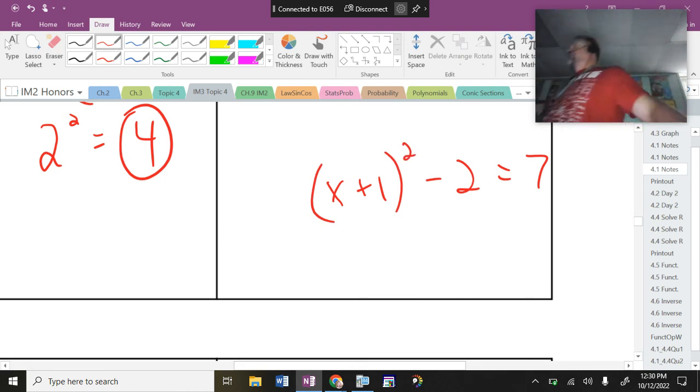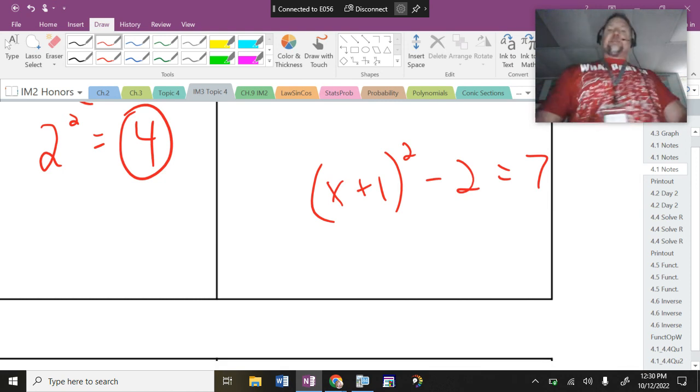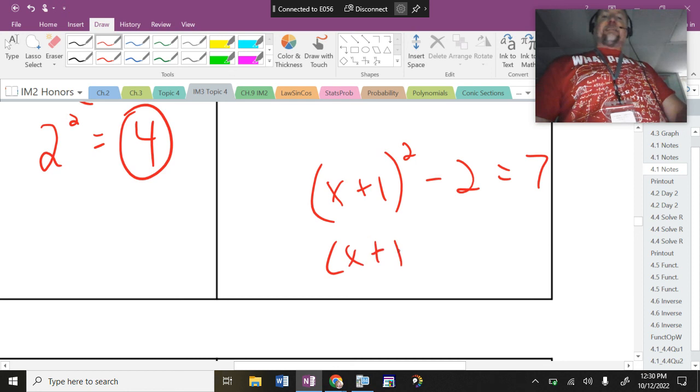How did we solve that? Did we FOIL? Are we supposed to FOIL that? Yes or no? No. We're supposed to add 2 and then do what to both sides?